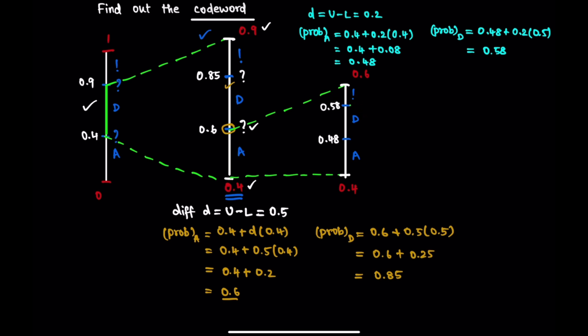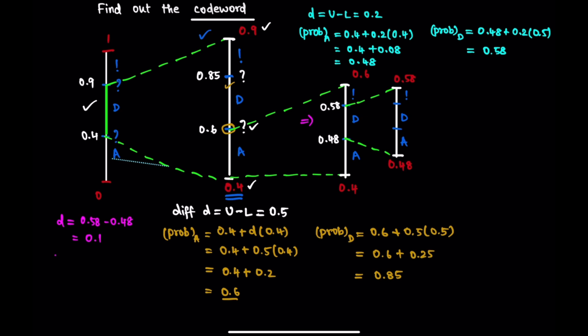So we have to again extend this line and form a line segment here. And now we have the upper limit as 0.58 and the lower limit as 0.48. We will again separate it into 3 subparts and name it A, D, and then factorial. Now again we have to find out the middle values. So here we can see that the difference is 0.58 minus 0.48, and that is equal to 0.1. So now we have calculated the difference.